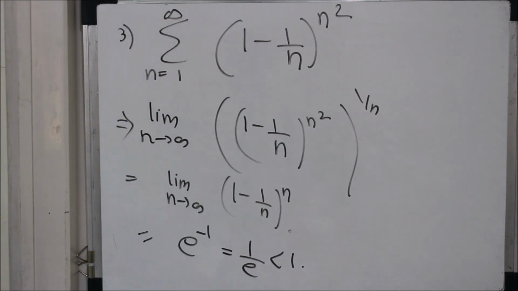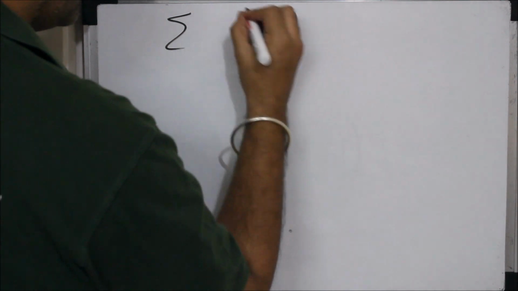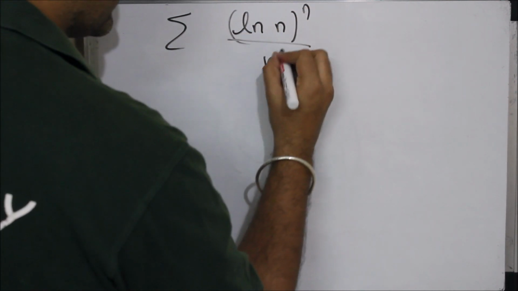So therefore by root test, since the limit of the nth root of an is coming out to be less than 1, therefore the given series converges. So that's how you can use root test to answer the question if the power contains n. If I want to take some more example, so again if you take, say, summation ln of n raised to n upon n raised to n.